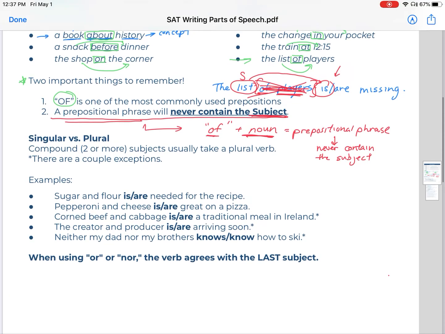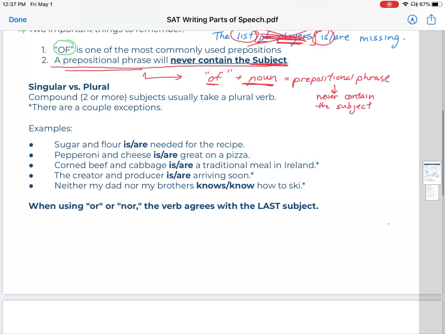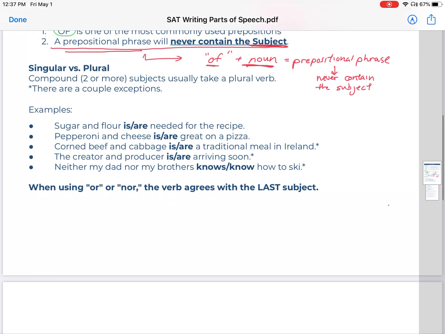Okay? So the idea of subject-verb agreement is pretty important on all standardized tests, and we're going to see a few kind of tricky examples here. Most of the times when we have two or more subjects, we call it a compound subject, and those will usually use a plural verb. So if we take a look at the first example here, we have sugar, which is our first subject, and flour, which is our second subject. Because there are two, we would say are needed for the recipe.